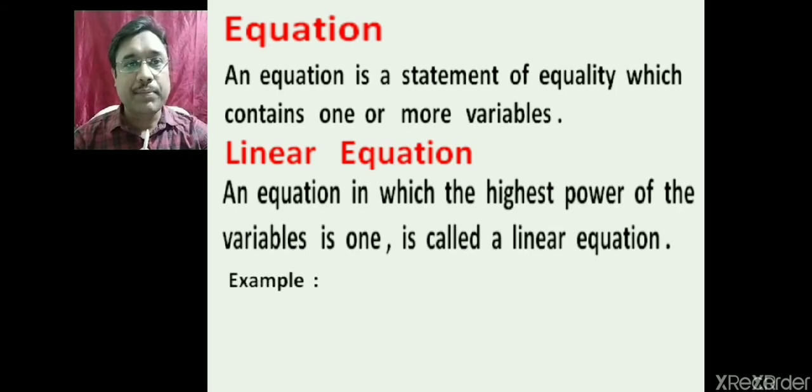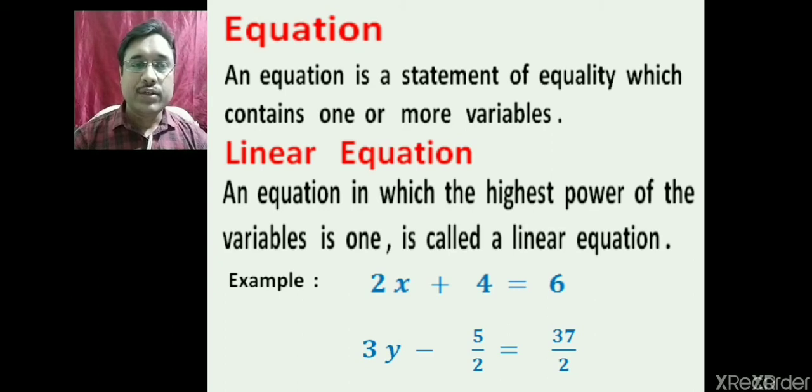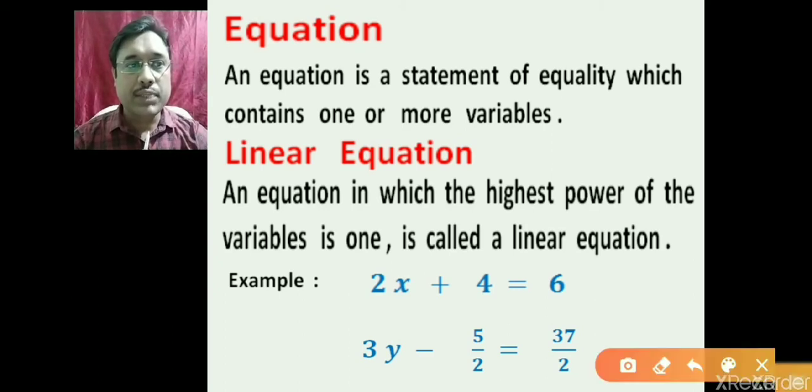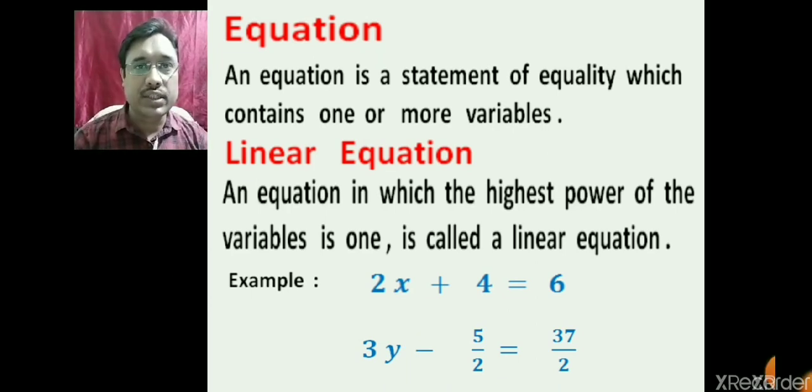For example, 2x plus 4 equals 6. Here you can see the power of the variable x is 1 only. Now 3y minus 5 by 2 equals 37 by 2. Here also the power of y is 1. That means 3y to the power 1 minus 5 by 2 equals 37 by 2. Here 5 by 2 and 37 by 2 are the constants.